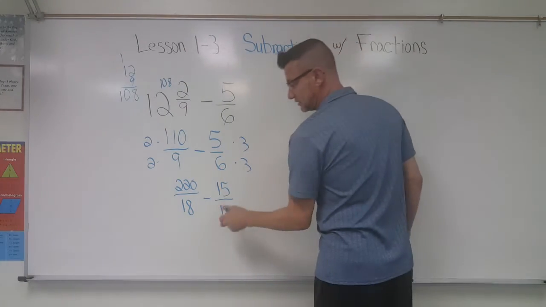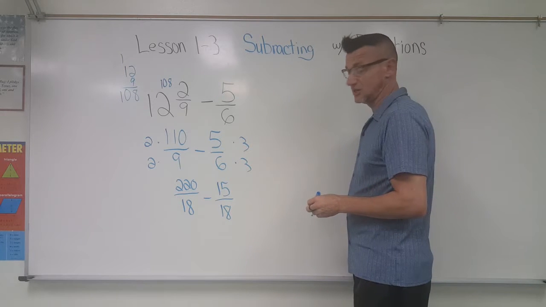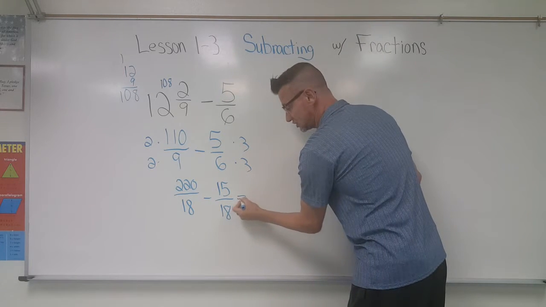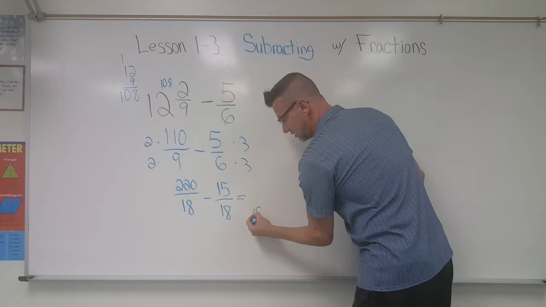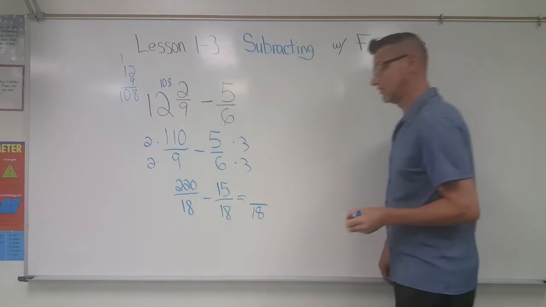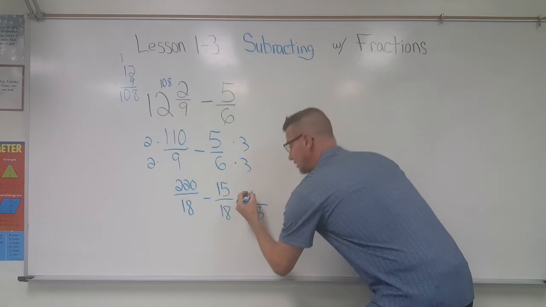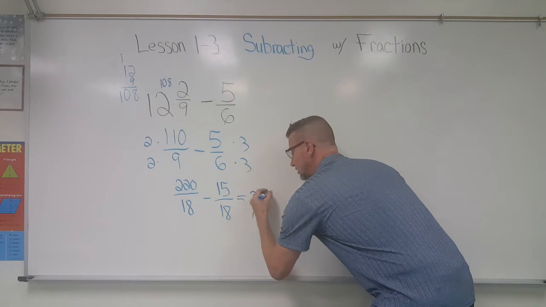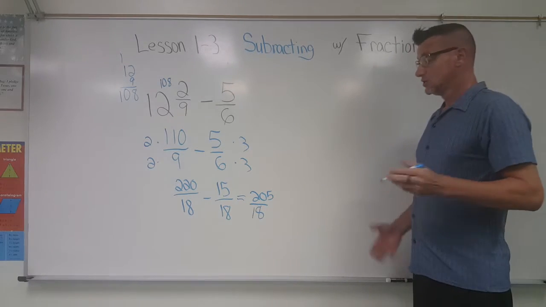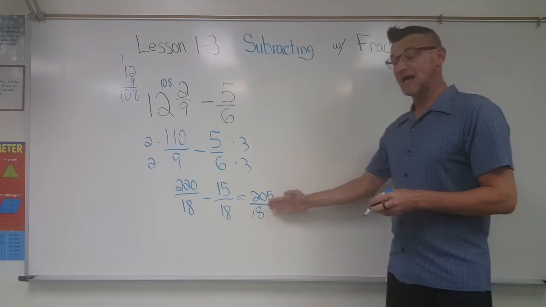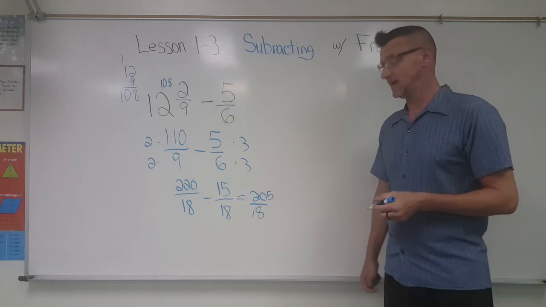So basically at this point, just as with addition, we keep the denominators. So I can just go ahead and move over the denominator. Now, 220 minus 15 is 205. So now we have 205 over 18. So now all that's left is we need to simplify the problem.